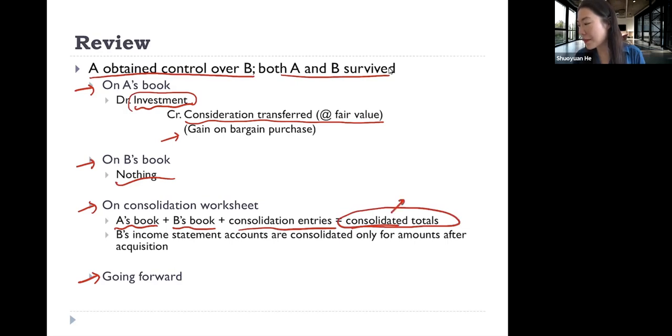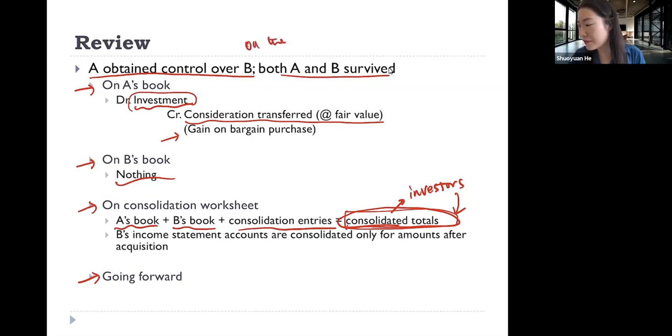And this is the number that we report to investors, or in other words, what investors see is this last consolidated total number. Investors are not going to see from A's book. They're not going to see from B's book. What they are seeing are the consolidated total numbers. So, there's one thing to pay attention to here.